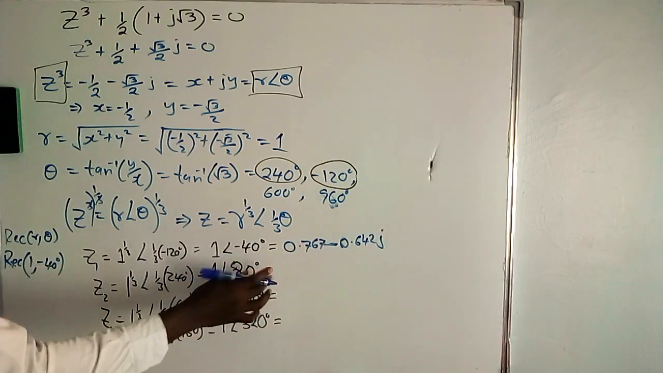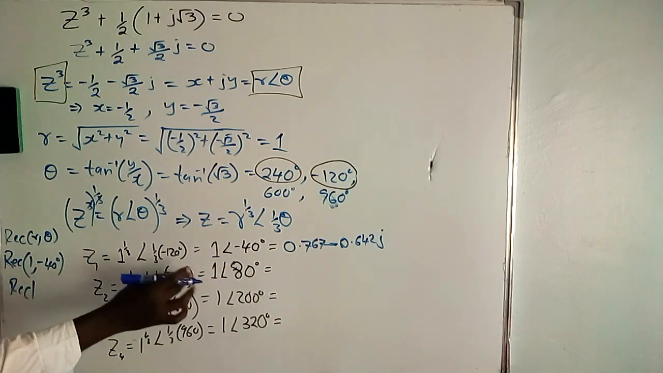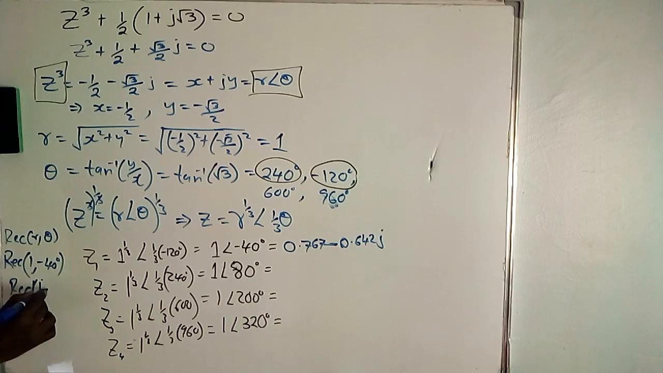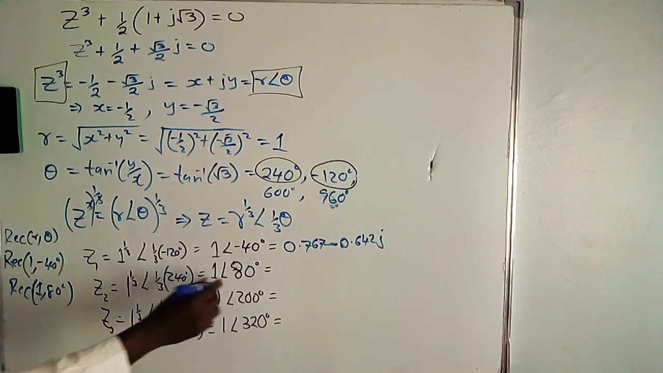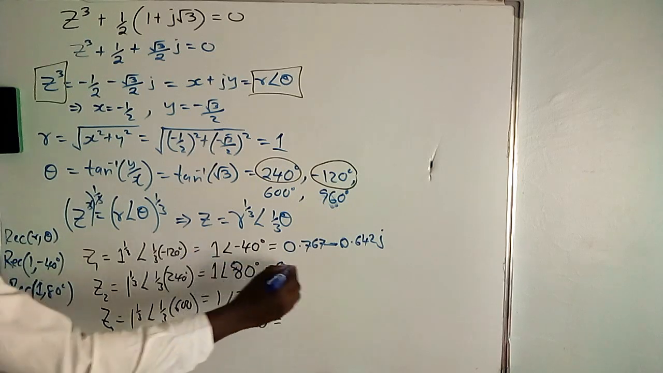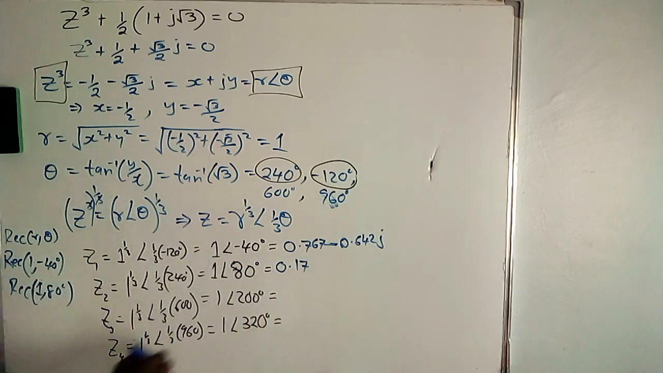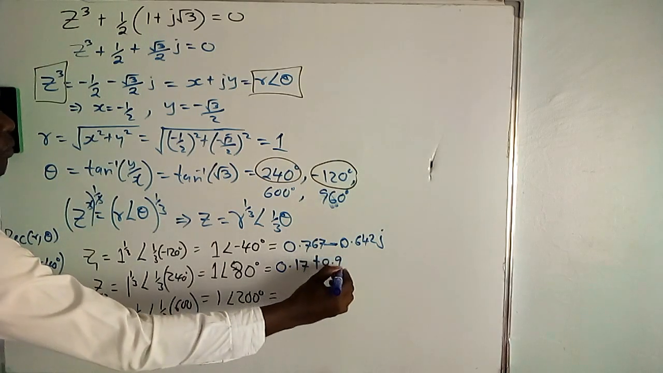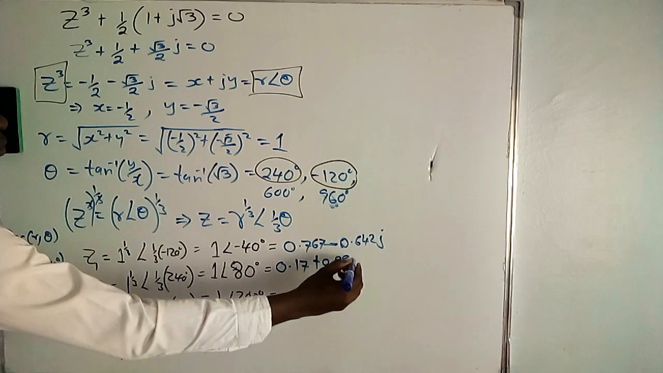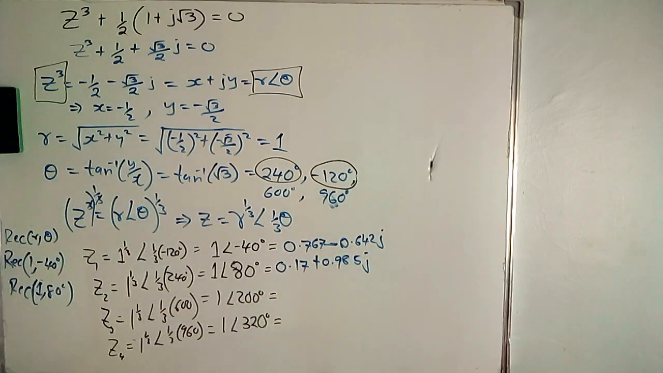Then you move to the next one, the rectangular form of r angle theta. Our r is 1, our theta is 80 degrees. So what is the rectangular form of 1 angle 80 degrees? X is 0.174. Just like that. And y is positive 0.985, then j. So that is in the form x plus yj, isn't it?